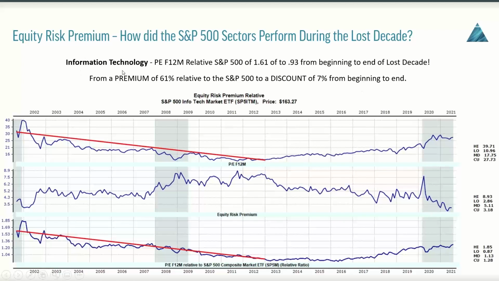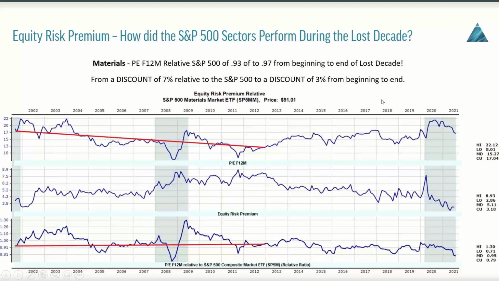The real decimation occurred in information technology, right? PEF 12M relative to the S&P 500, 1.61 down to a 0.93. So at the beginning of the lost decade, and keep in mind, we're coming off the dot-com boom, we were at a premium of 61% relative to the S&P 500. By the time we ended the lost decade, we were at a discount of 7%. That is a massive swing, and you can see that multiple collapse here. And you can see that we've regained some of that footing as we've moved through the next decade.